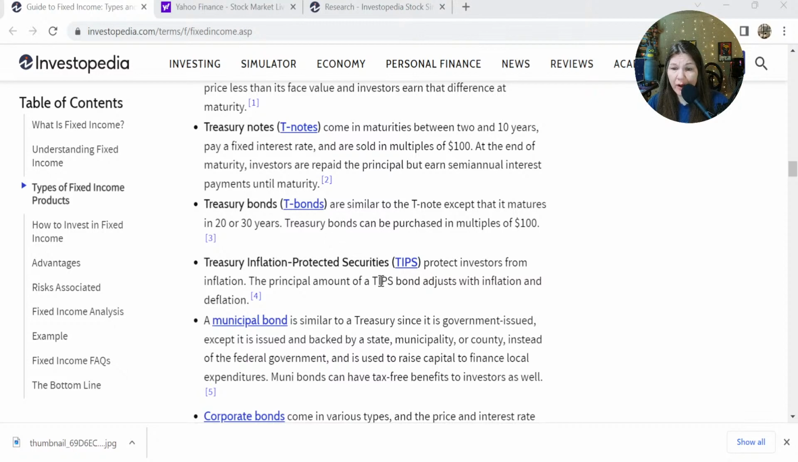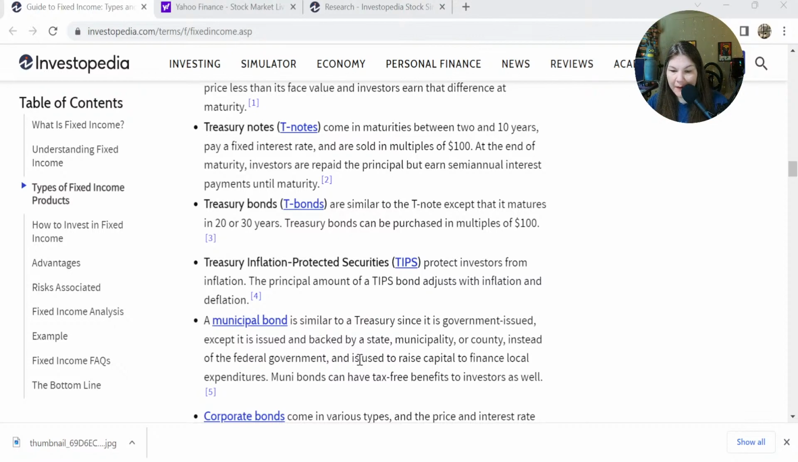T-bonds, which are Treasury bonds. They're similar to the T-note, except it matures in 20 or 30 years. Treasury bonds can be purchased in multiples of 100. Treasury inflation-protected securities, TIPS, protect investors from inflation. The principal amount of a TIPS bond adjusts with inflation and deflation. So I'm thinking that SVB should have had some TIPS instead of regular bonds, huh?